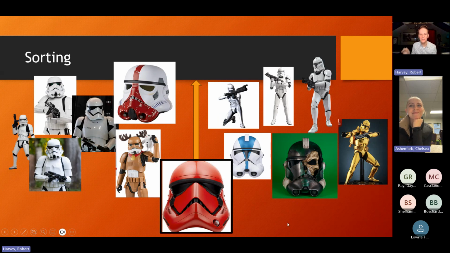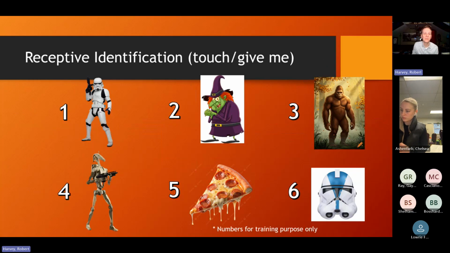And you can see, guys, I feel like this probably really helps you form your concept of stormtrooper versus clone trooper. Because now that you see all these examples, it kind of helps you hone in. And that's what we do with the kids, right? Receptive identification. All right, so just play along with me.